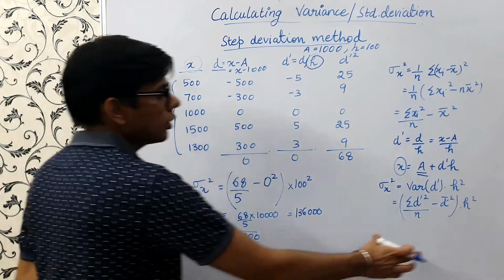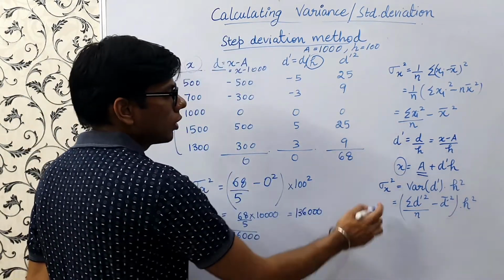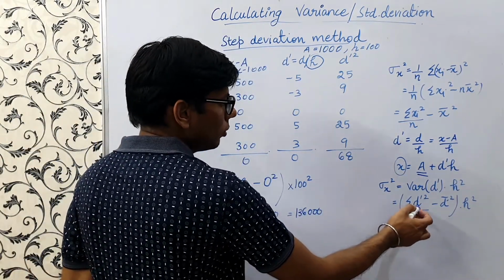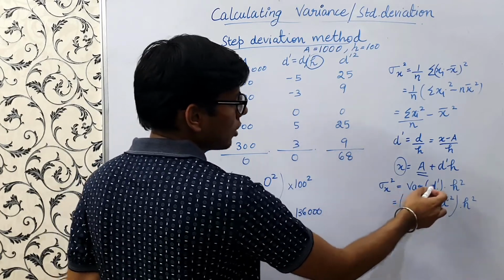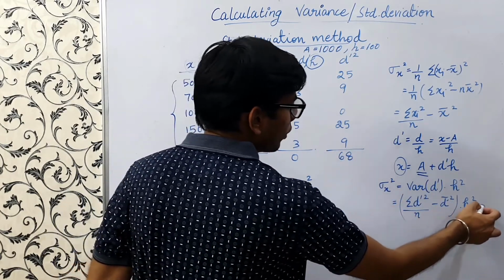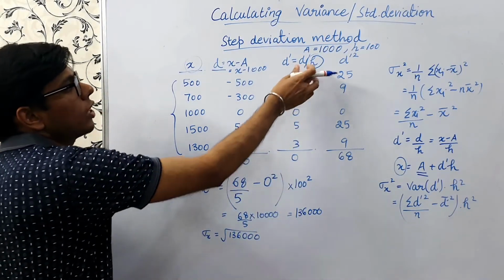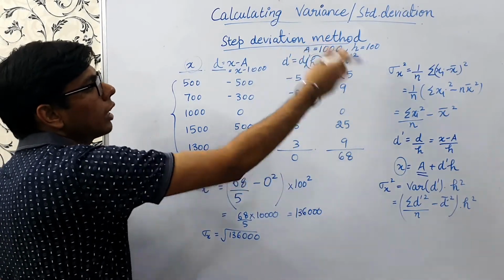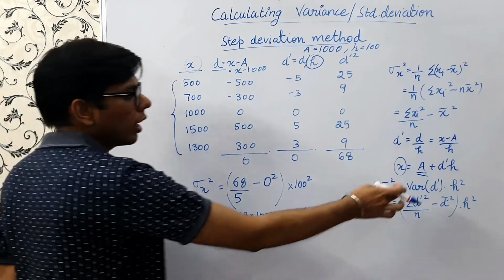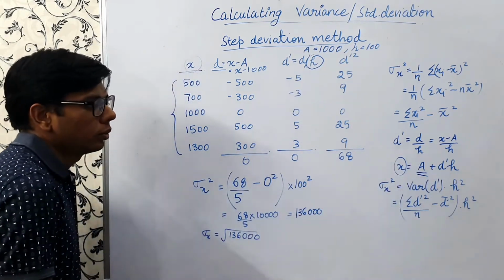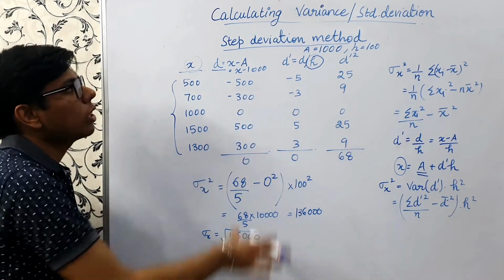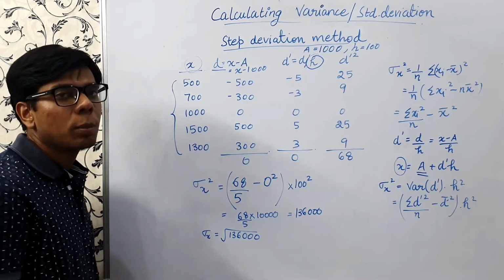So this is the formula that we can remember. Sigma x square is nothing, using step deviation, it's variance of d dash into h square, where h is the deviation, the step that we are taking, right? Here a doesn't play any role, right? So this is the calculation of variation using step deviation method.